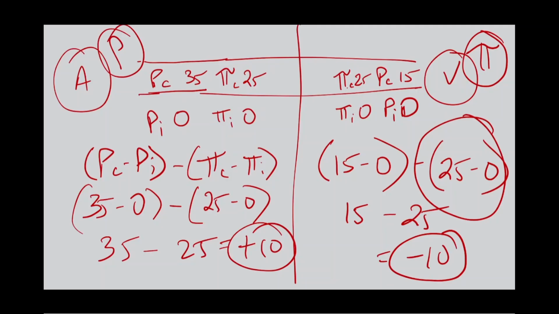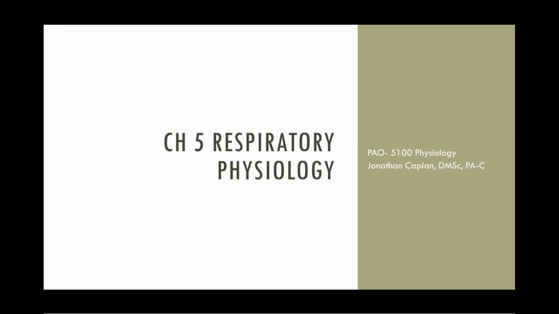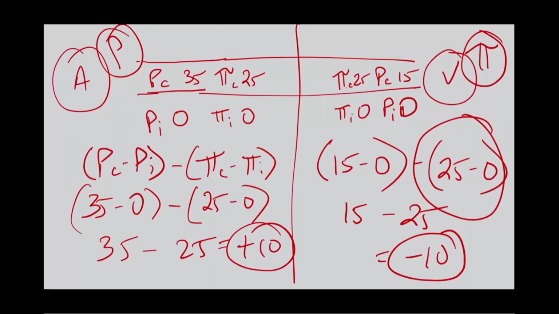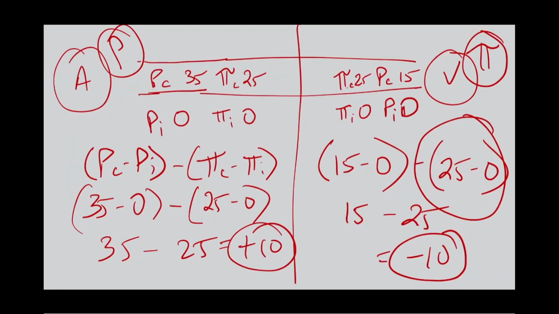Okay? Makes sense better with that one? Okay. Moving on to the lungs. Yes? Quick question. So what is the 10 referring to? The 10 is just the difference between oncotic and hydrostatic pressure. If it's positive, that means we favor filtration. If it's negative, we oppose filtration. That's all.